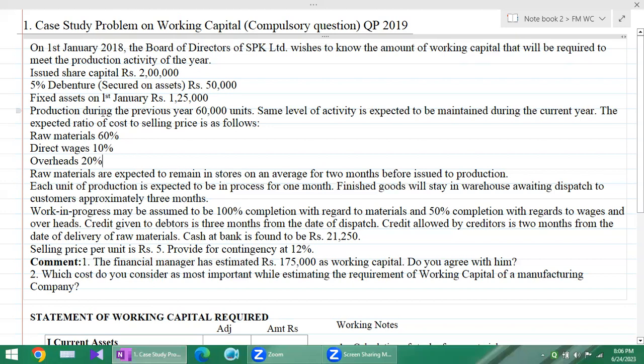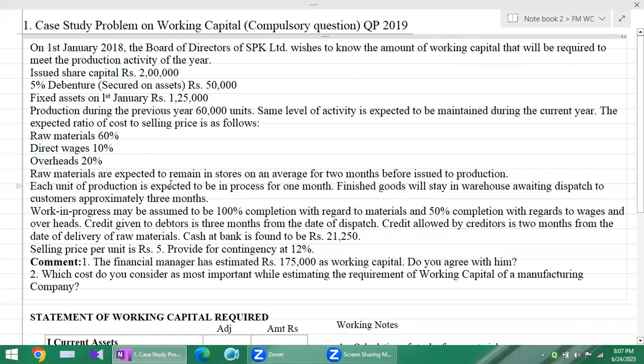So production during the previous year is 60,000 units. Here what we require is that these percentages have to be converted into rupees. 5 rupees multiplied by 60 percent gives 3 rupees per unit. 60% of rupees 5 is nothing but rupees 3. And here 50 paisa we get, that is 10% of rupees 5. That I will show in the working note.